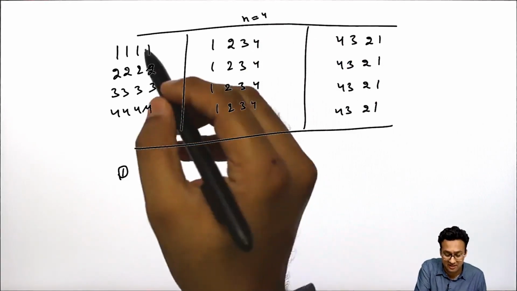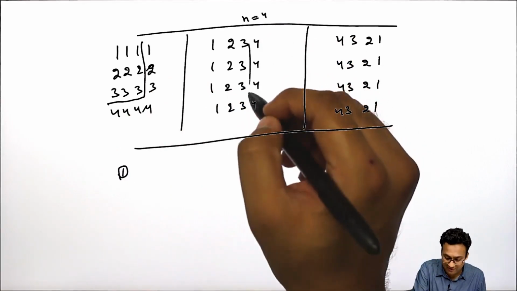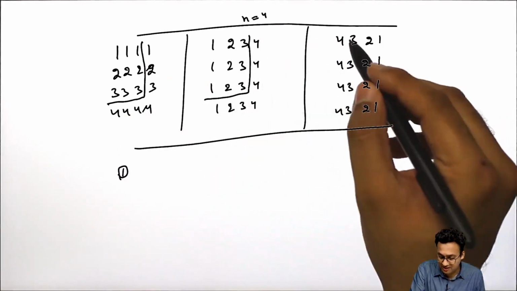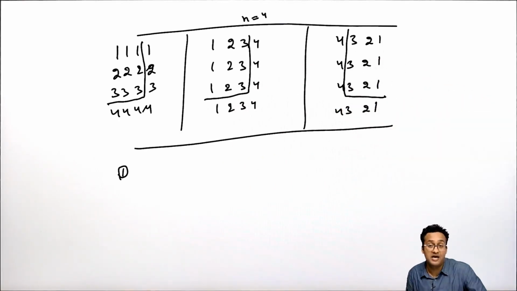So for example, if n is 3, we will only have this much. If n is 3, we will only have this much. And if n is 3 here, we will have this much, right? 3 to 1, 3 to 1, 3 to 1. That's how the patterns will look for n equal to 3, right?